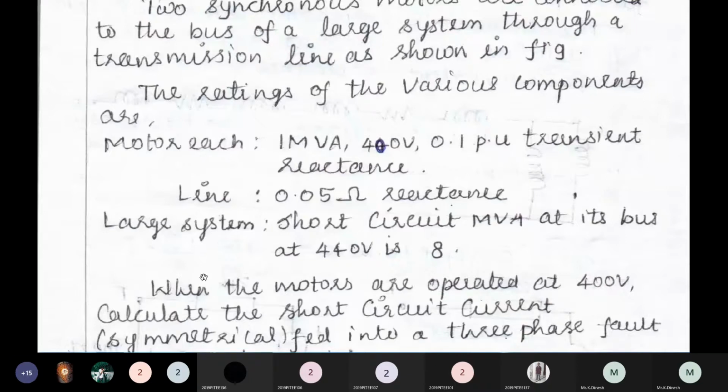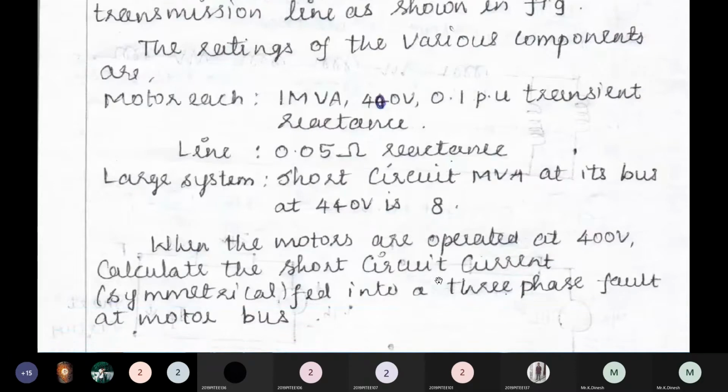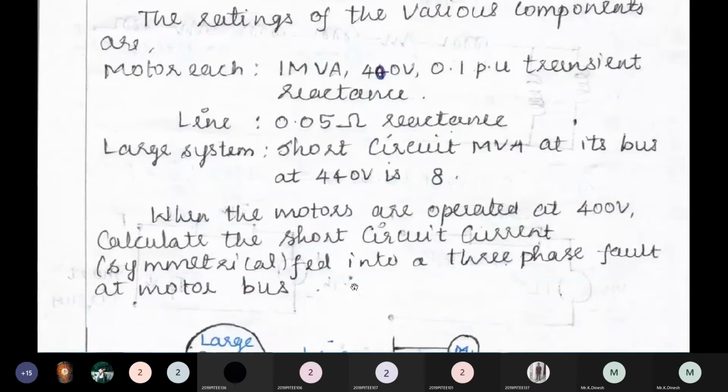One more condition is given. When the motors are operated at 400 volt, calculate the short circuit current. Short circuit current means we have to find out the 3-phase fault at the motor terminal or motor bus. This is the question we have.